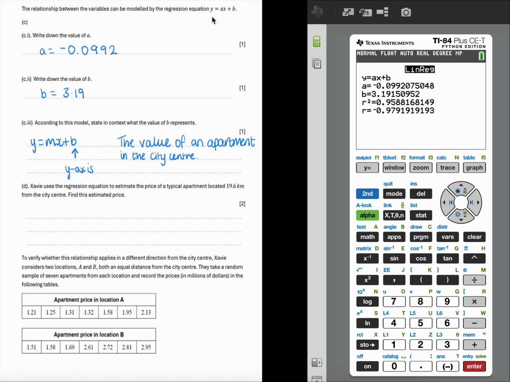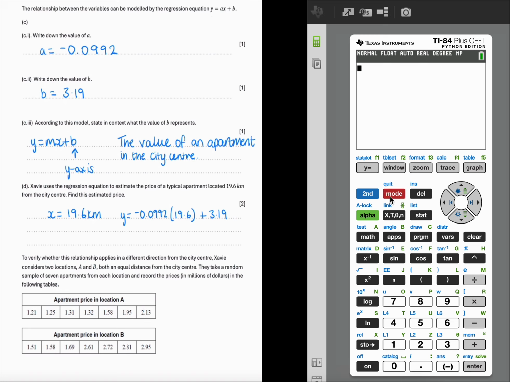And then Xavier uses the regression line to find an estimate for the price of a typical apartment located 19.6 kilometers away. So this is where the X value is 19.6 kilometers. I'm now going to substitute that into my line of regression. My line of regression, we said, was y equals negative 0.0992 times x, which is now 19.6, plus b, which is 3.19. I can just use my calculator to work this out.